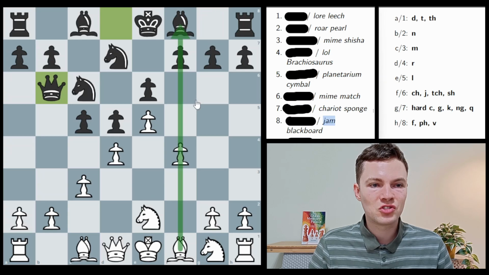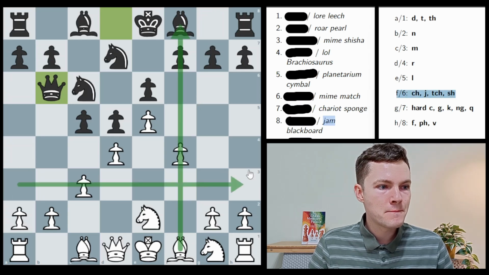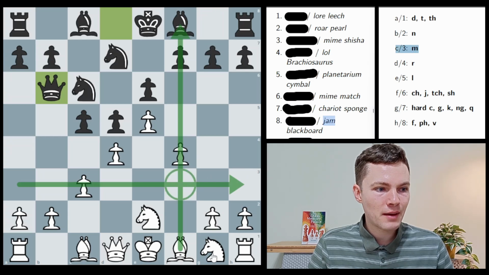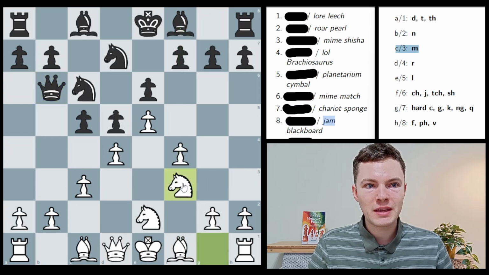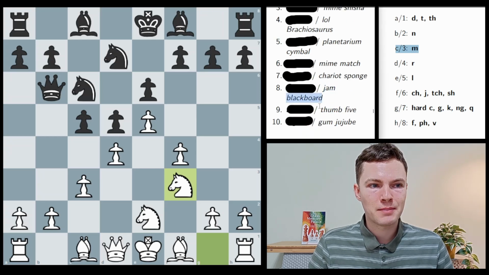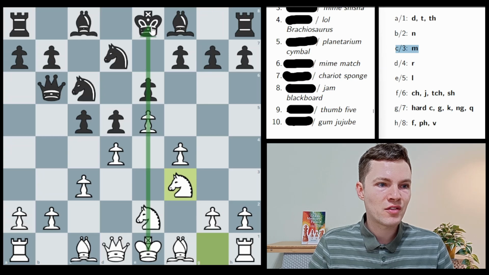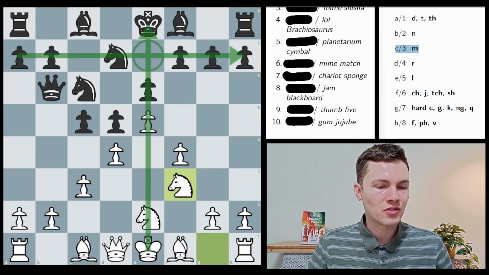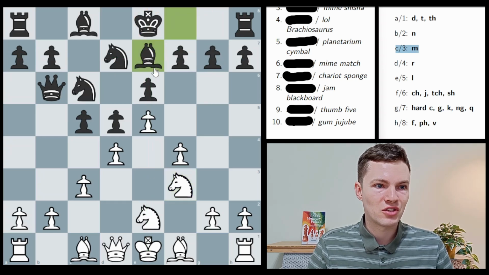Jam: J is the 6th file. M is the 3rd rank. Only the knight can move there. Knight f3. Black plays blackboard. B has no meaning. L is number 5. K is number 7. It's a 2-syllable picture word. So we'll be looking at the 2nd candidate piece, which is the bishop.